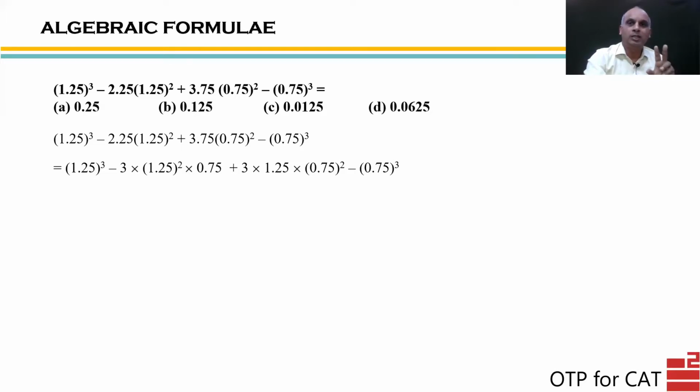The middle two terms are rewritten in this format. So we have 1.25 cube minus 3 into 1.25 square into 0.75 and so on. This is now in the standard format of expansion of (a minus b) whole cube. So we say this is (1.25 minus 0.75) whole cube, which is 0.5 cube, which is 0.125.